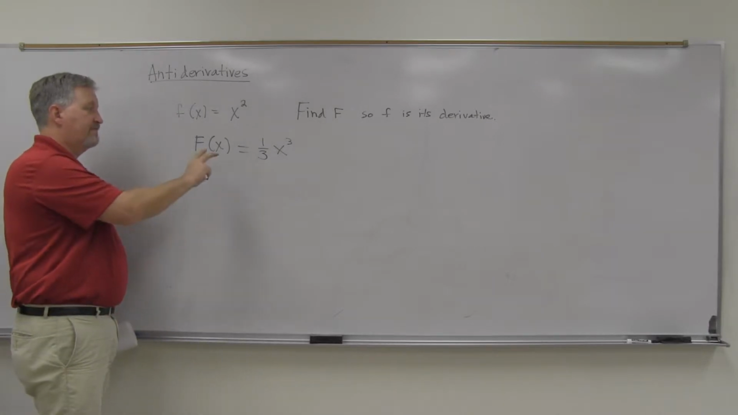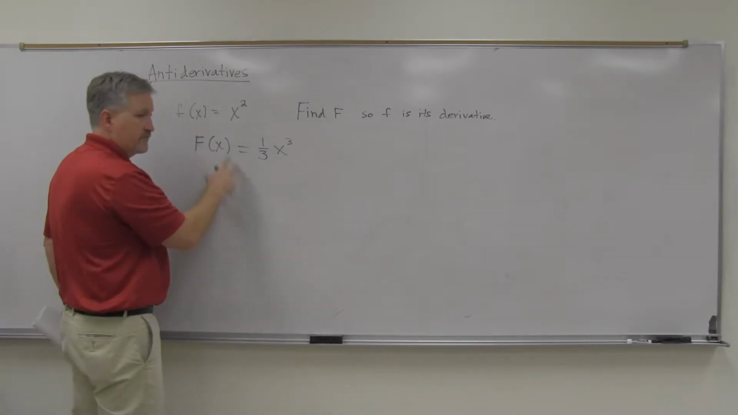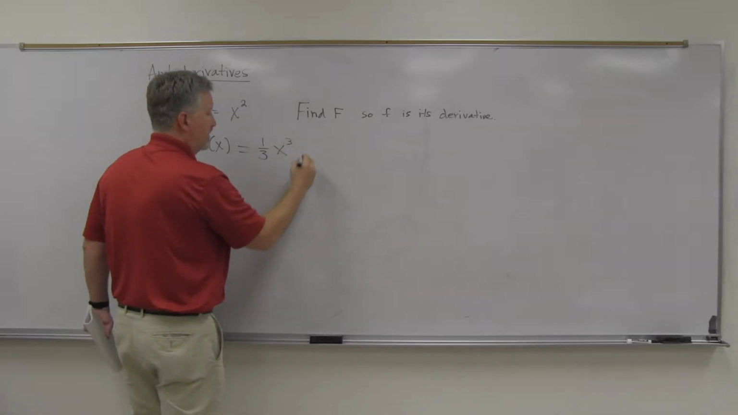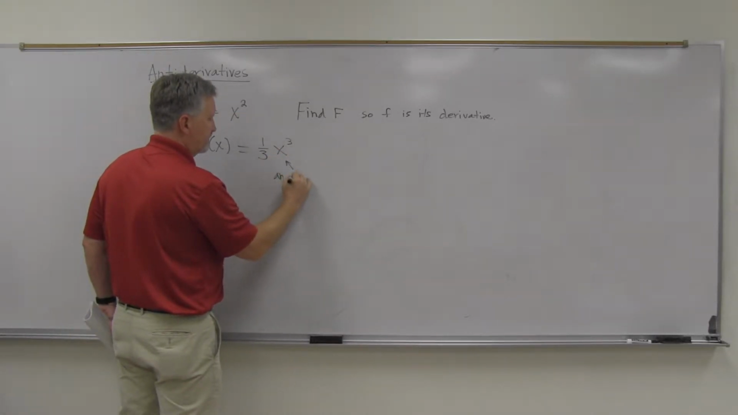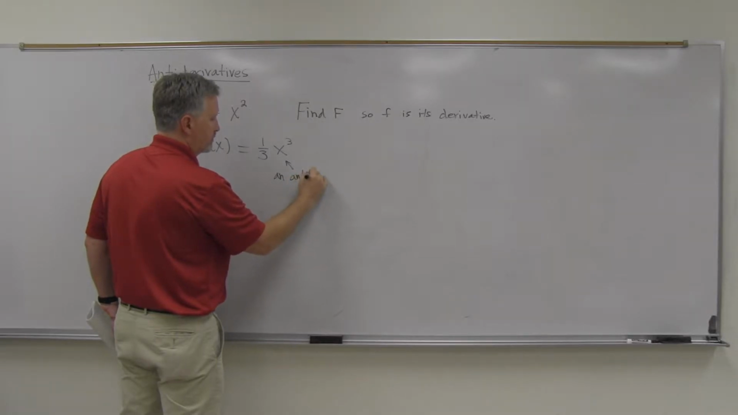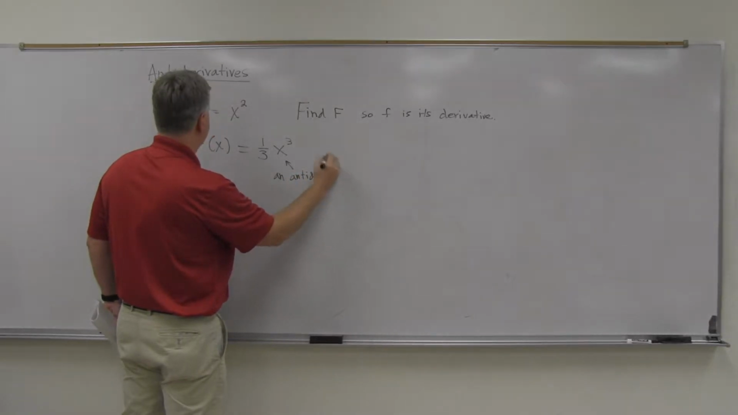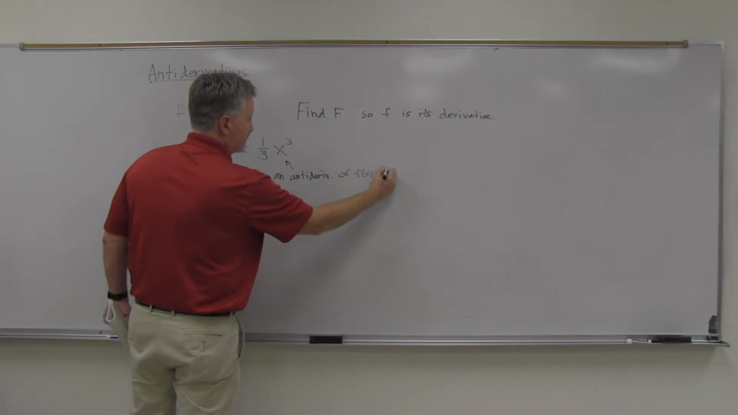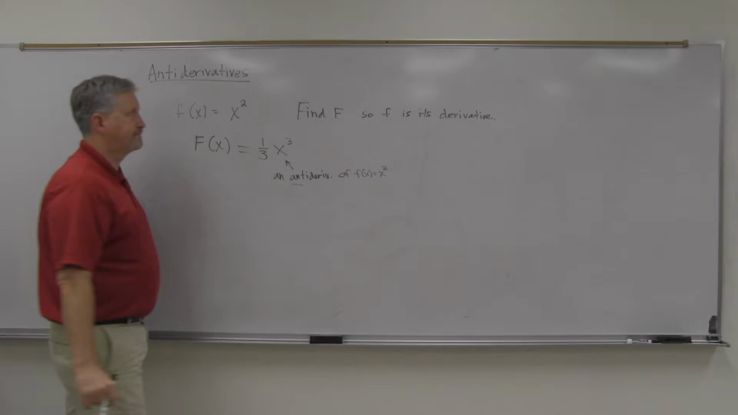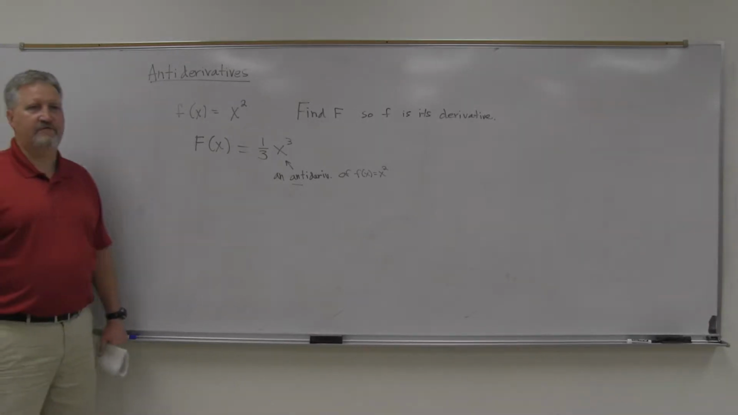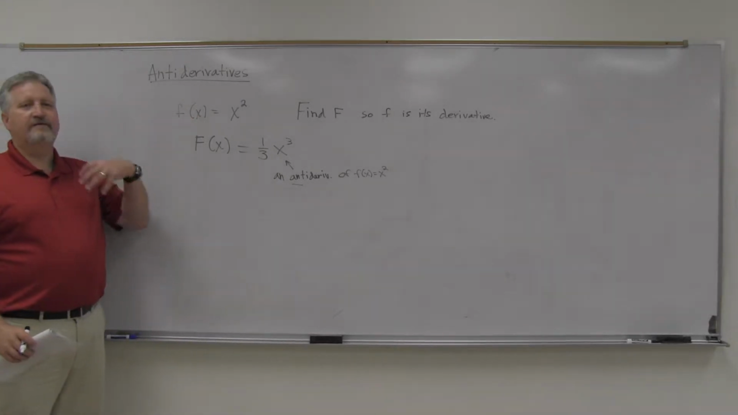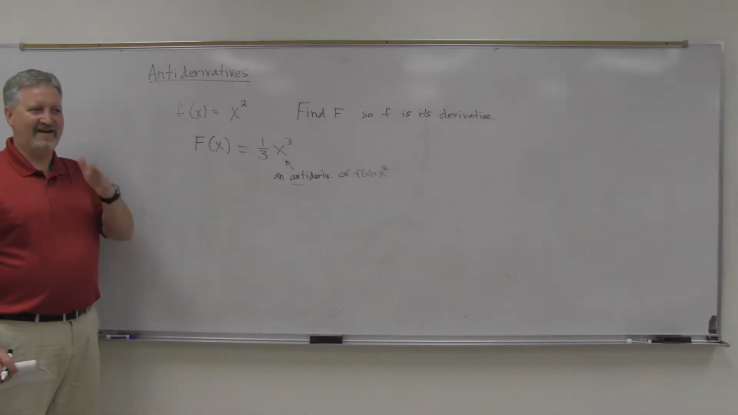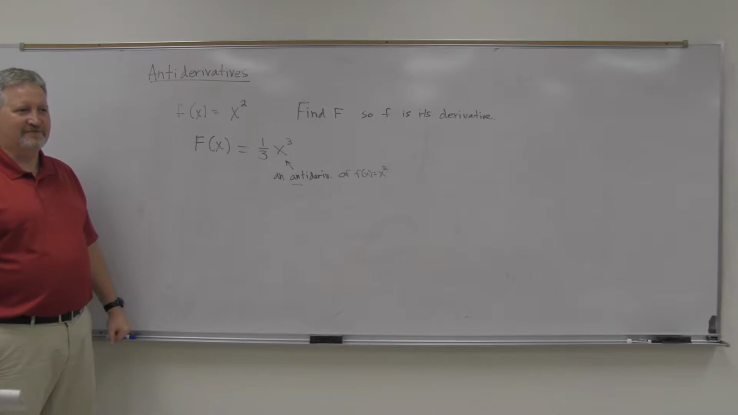Well, what I found through this process is that I started with x squared, and now I've gone to 1/3 x cubed. This is the antiderivative of f of x equals x squared. That's an antiderivative because I've done this thing backwards, so to speak. Anti, opposite, right? That's what I've done.